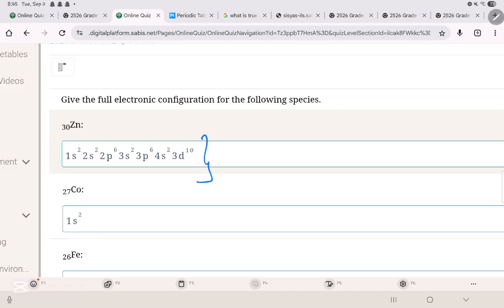If you want to double check, you can add it on the calculator. 2 plus 2 plus 6 plus 2 plus 6 plus 2 plus 10. And you will get an answer of what? You will get an answer of 30. So this is for Zn. Let's move on to the next one, which is Co, cobalt.